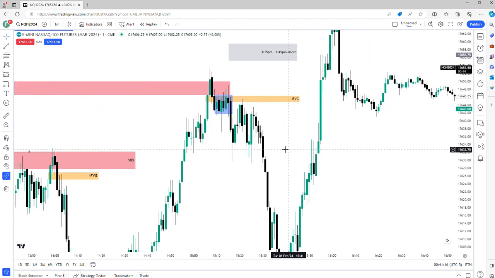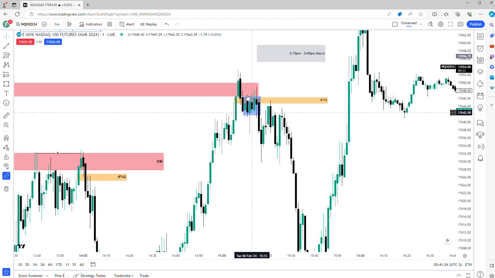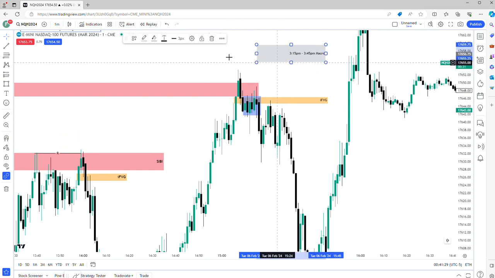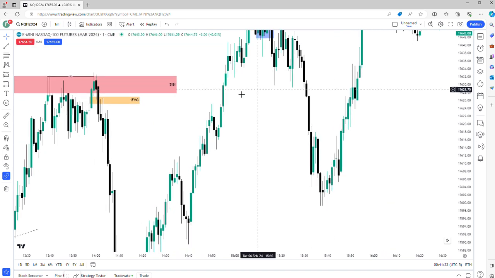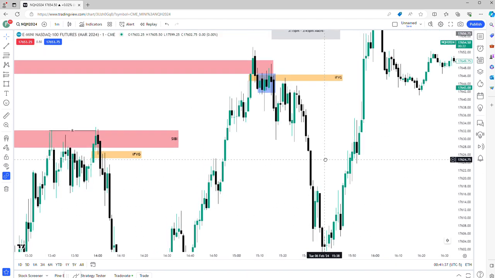But where do the bodies stay? Where do the bodies stay? That's the most important thing. As ICT says, the wicks do the damage, the bodies tell a story. In this case, the story the bodies are telling me is that price is struggling to go higher. Does it make sense for the price to go down? Yes, because we've left some imbalances here that we can target, and the market likes to target imbalances.